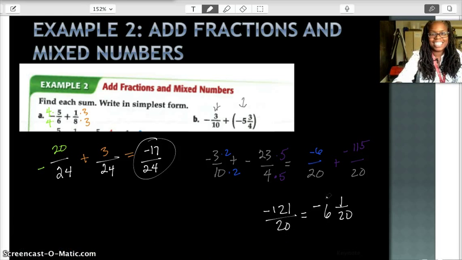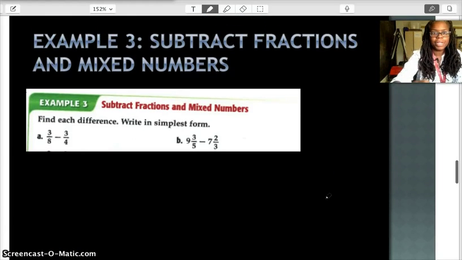Let's take a look at this next example. Example 3, subtract fractions and mixed numbers. So it's going to be the same thing. I'm going to change these mixed numbers each time into improper fractions. I feel like that's the most straightforward way to do this. My common denominator for this guy over here is going to be 8. So I'm going to put an 8 here, subtraction reigns.